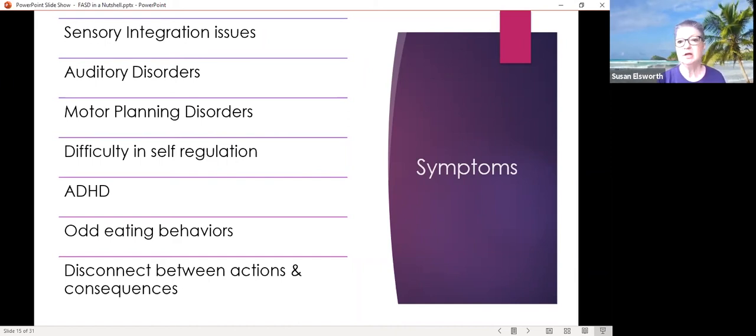Or you hear individuals say they don't learn from their mistakes. They just keep doing the same thing over and over again. This is a symptom of prenatal alcohol exposure, that disconnect between the actions and the consequences. And so these individuals are looked at as willfully disobeying and non-compliant, delinquent, etc.